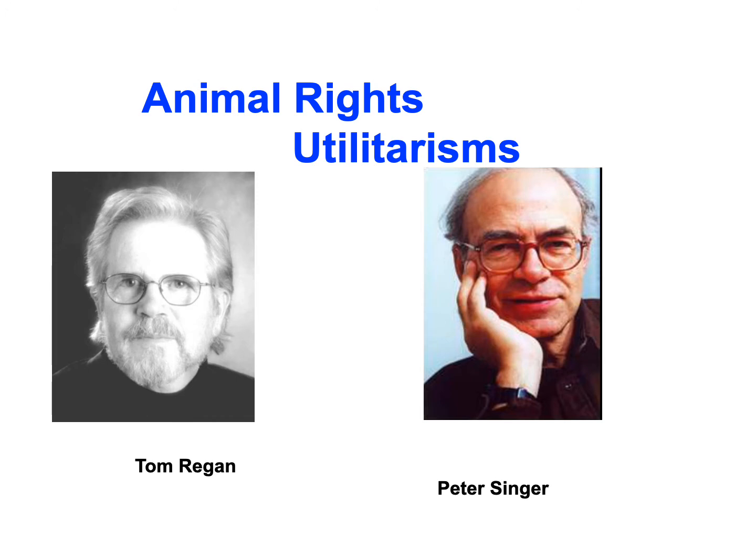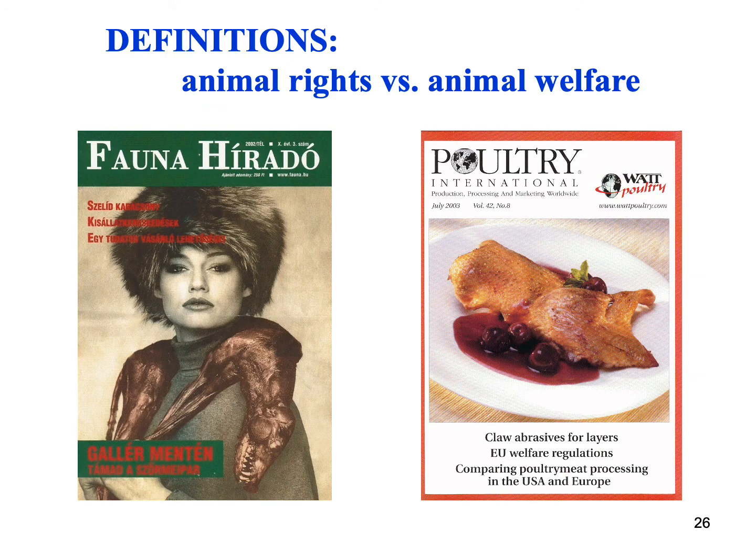Here you see the two approaches: animal rights from Tom Regan in Berkeley, California, and Peter Singer, Australia, and later on UK. And here you can also see the illustration of these two basic main approaches to animals and ethics, namely animal rights. Human and animal have the same rights. And here you see a lady in a fur. This is not possible according to animal rights.